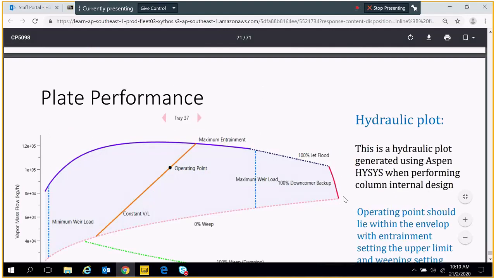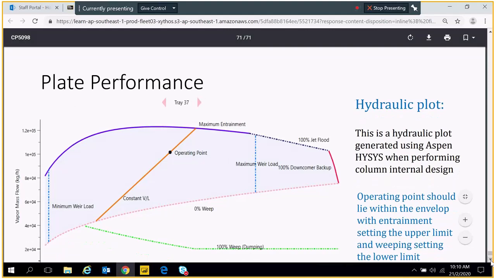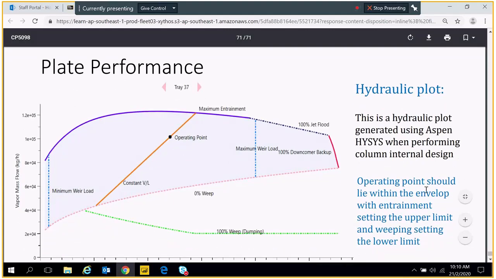You can see here, this one. All right, so this is very good. So the operating point is here. You need to look at it more carefully, because you see this in your exam questions. You need to figure out the operating point should lie within the envelope, with the entrainment setting the upper limit, which is flooding, and the weeping setting the lower limit over here. And don't forget there's a backup here. Downcomer backup is also bad because the downcomer is choked.